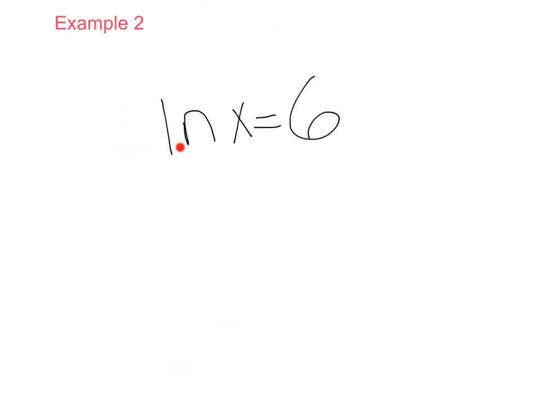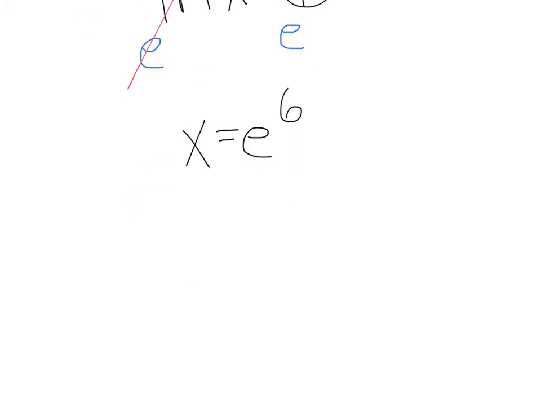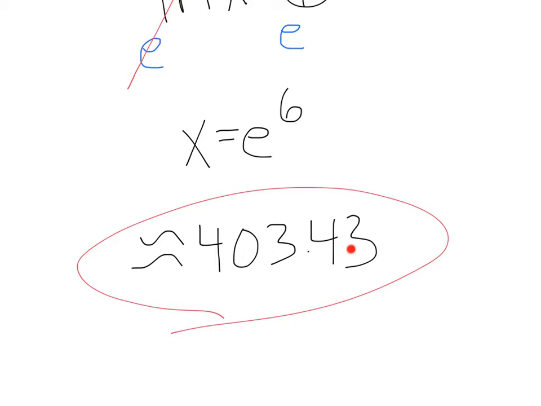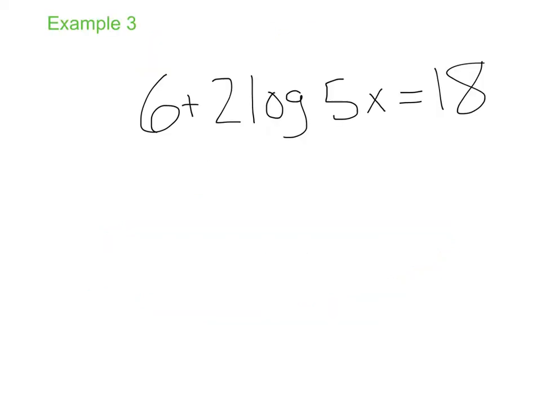Here we've got ln x equals 6. We want to get this x by itself, so what if we used the inverse of the natural log, e, and we took e to the ln x and e to the 6. That's going to cancel out our ln, leaving us with x equals e to the 6. Go ahead and do some fancy calculator work there, and that's going to approximately be 403.43.